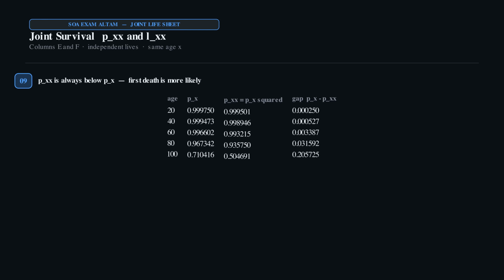At age 20, the gap is tiny, 0.000249. At 60, Pxx is 0.993215 versus Px of 0.996602. At 80, Pxx has fallen to 0.935750. At 100, it is only 0.504691. The joint status fails at the first death, so it decays faster than a single life.